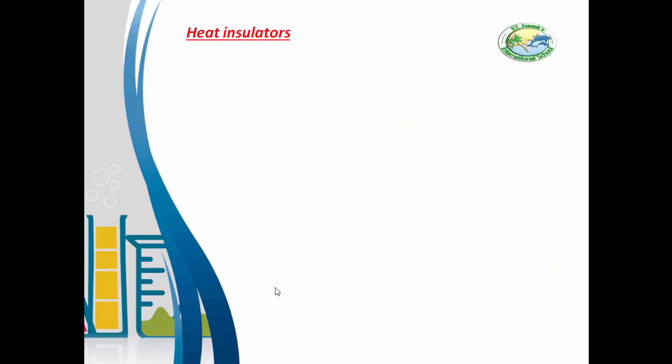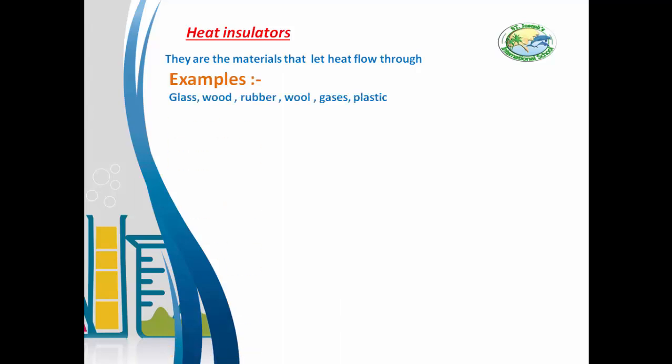Then we will move to the last part in our lesson, which is heat insulators. Heat insulators are materials that don't allow heat to flow through. We have many examples: glass, wood, rubber, wool, gases, and plastic.